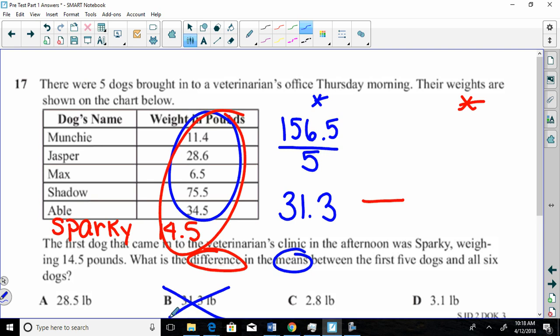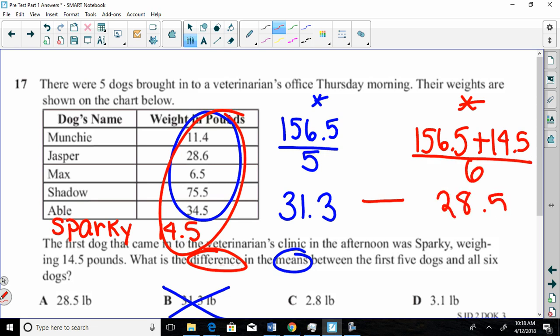But I know that we're looking for the difference. That's why you have that highlighting tool. It's important to use that so you know what we're looking for. Now I need to find the second mean. So I know the first 5 was 156.5 plus good old Sparky. What does Sparky weigh? 14. And now how many dogs are there? 6. And you end up getting 28.5. What do you notice is in the answer choices? 28. You see how they're trying to trick you?